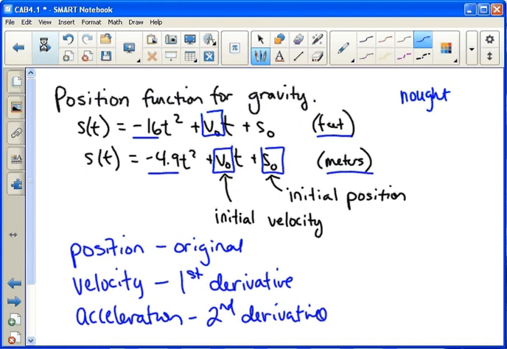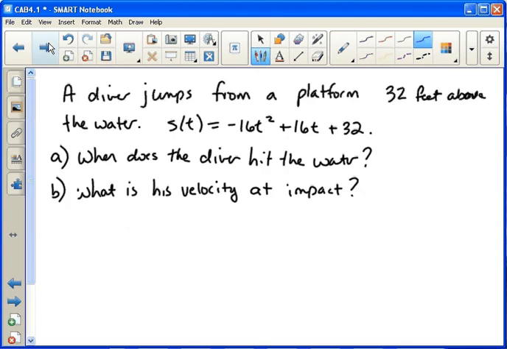So let's apply this to this problem. A diver jumps from a platform 32 feet above the water. His position function is given by S of t equals negative 16t squared plus 16t plus 32. And the first question they ask is, when does the diver hit the water?